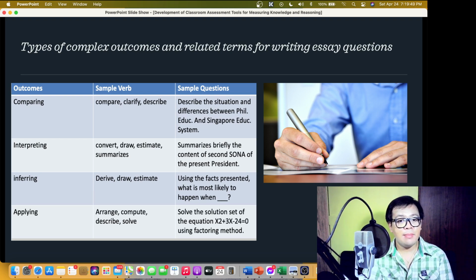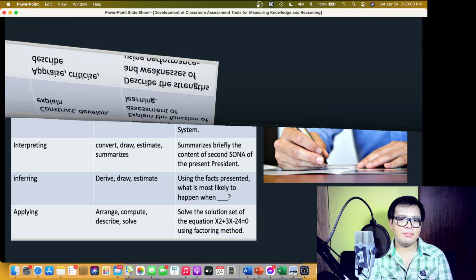And another outcome is applying. Verbs could be arrange, compute, describe, solve. Solve the solution set of the equation x squared plus 3x minus 24 equals 0 using the factoring method.